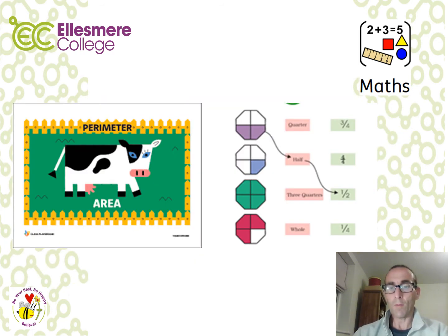In lesson 7, we'll be looking at perimeter and area. Don't forget that the perimeter is the distance around the whole of the outside of the shape, whilst the area is everything that is inside the shape. There'll be opportunities to practice both calculating the perimeter and area.